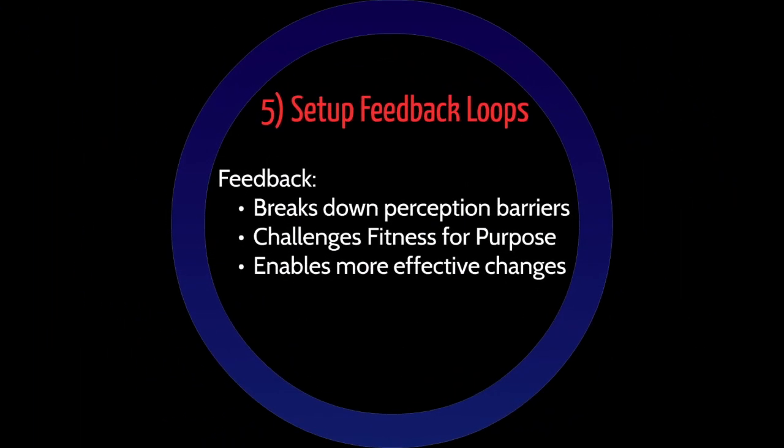Practice number 5 is to set up feedback loops. Kanban systems are built on feedback loops because this helps break down all the perception barriers. Everyone's actually getting real validated learning from what happened rather than imagining or perceiving what's happening out there. It also challenges the fitness for purpose because we're actually getting real measurements on did that make the improvement we thought it was going to make, which enables us to make a more effective change.